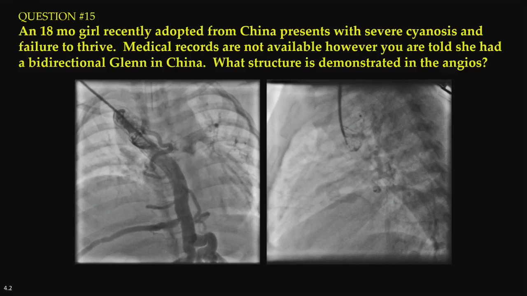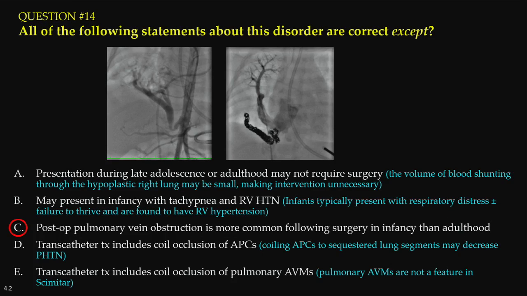And as I said in that question, letter C, post-op pulmonary vein obstruction, where that baffle has occurred, is more common following surgery in infancy than in adulthood. I think of it as the structures are so much smaller, and as they have to baffle it over to the LA, if you're doing that in a newborn or a small baby, you end up with stenosis more often than if you're doing it in an adult.